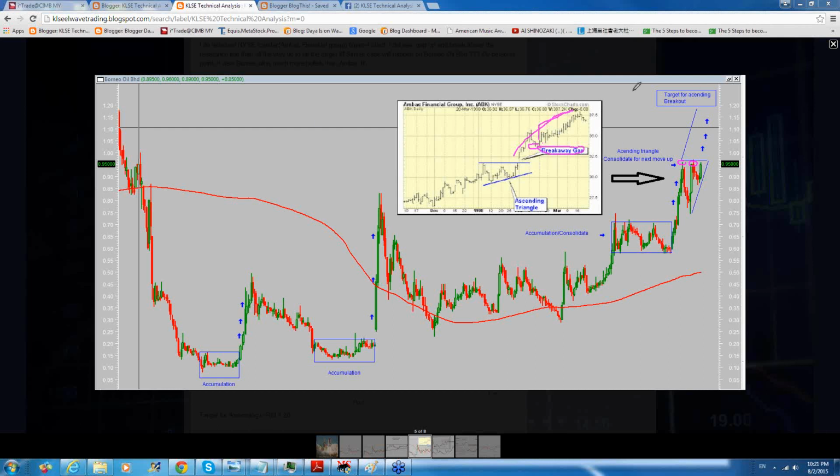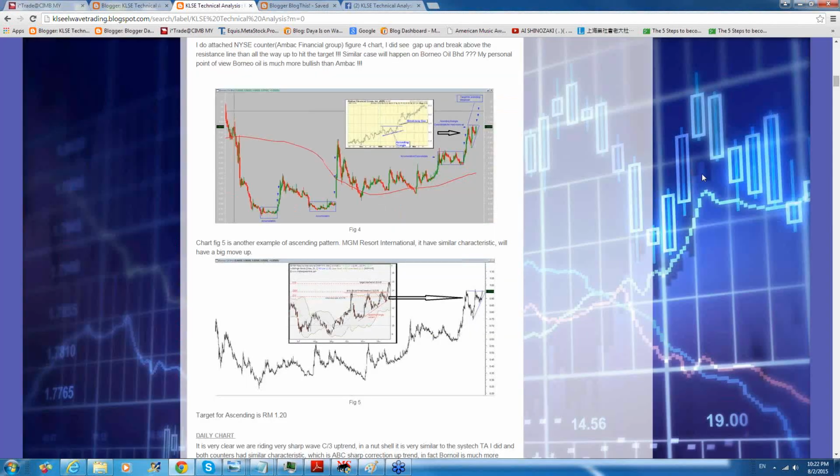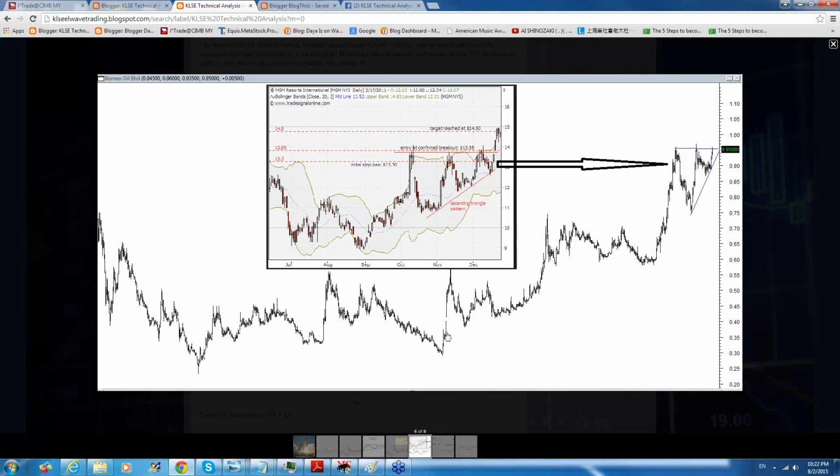Okay, this is one of the examples which I want to share, and I hope this can help people understand what it is all about. Okay, the next example, let me show. Okay, this is also a stock which I'm sharing. I put down the box. You can see it's MGM Resource International.